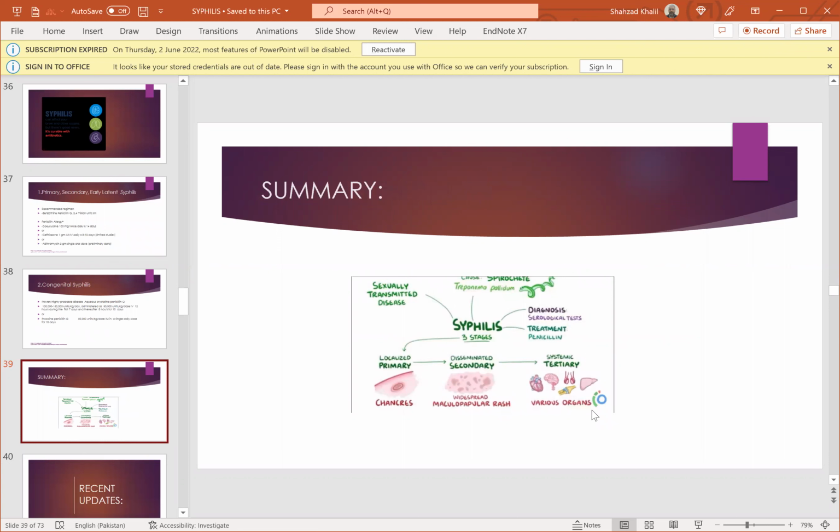So if we move towards the summary of syphilis, it is a sexually transmitted disease. It is caused by Treponema pallidum, a spirochete. Diagnosis is done by serological tests, and the treatment is penicillin. It has 3 stages: localized, primary, which is the chancre; disseminated, secondary, which is widespread maculopapular rashes; and systemic, which is tertiary, leading to the involvement of various organs.